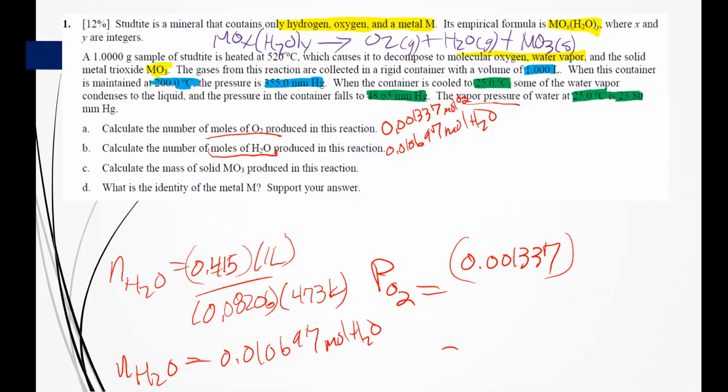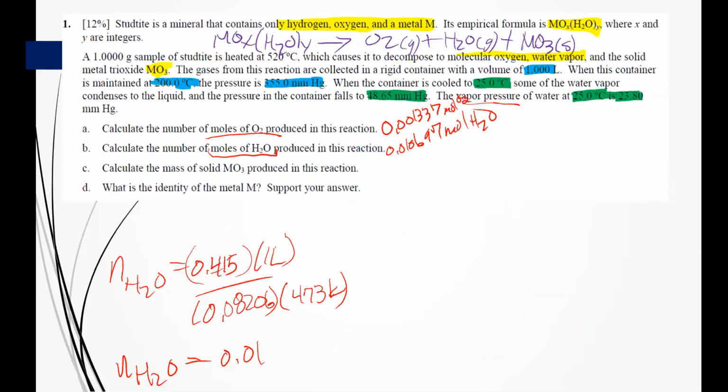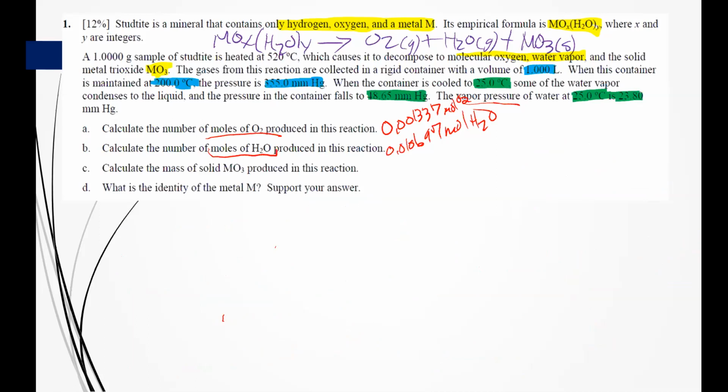How can we figure out how much MO3 there should be? What do you guys think? Any thoughts about where we should start with this kind of a problem? So when you're saying it's confusing, which part is confusing?